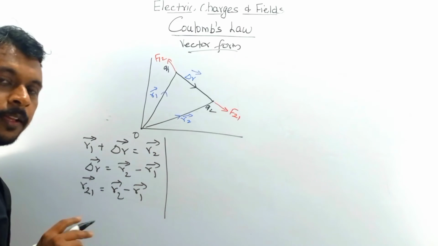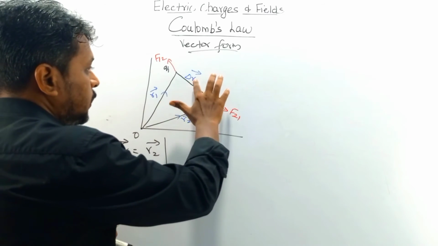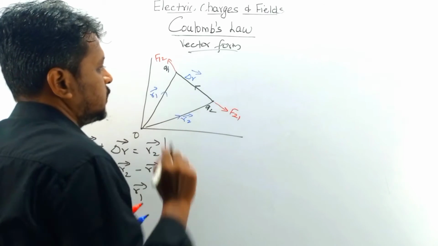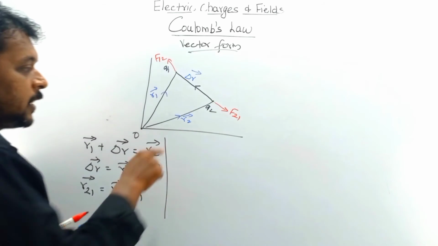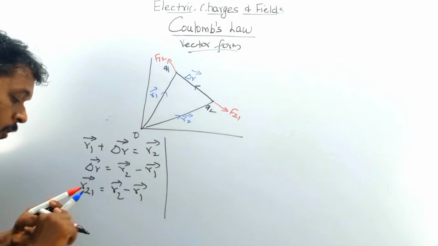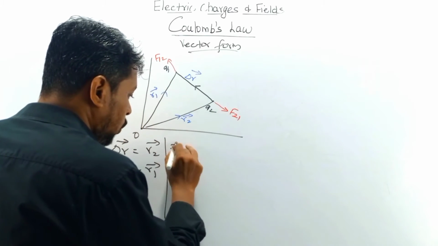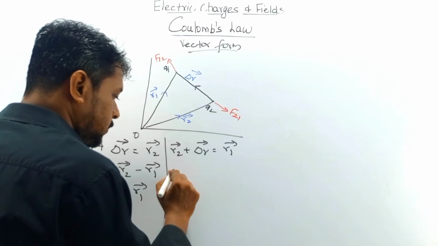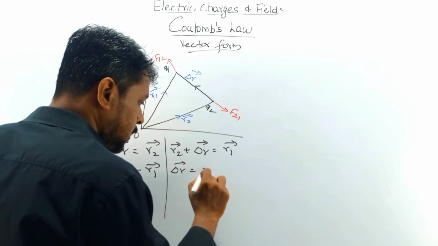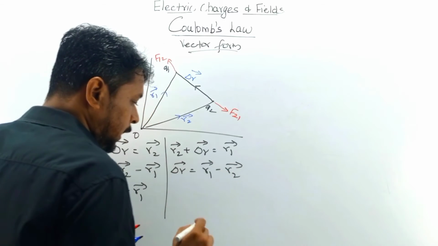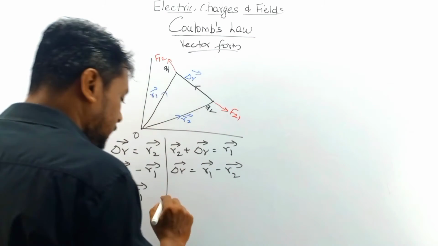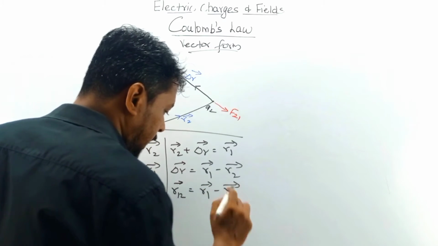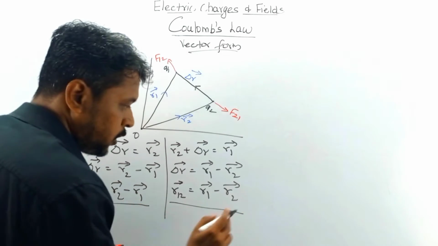Now when considering the force F12, the direction will be this. While considering this direction, r2 is anti-clockwise and delta r is clockwise. So r2 vector plus delta r vector is equal to r1 vector. So delta r vector can be written as r1 vector minus r2 vector. In this case, delta r vector is nothing but r12 vector, which is equal to r1 vector minus r2 vector. So this is the representation of the position vectors.